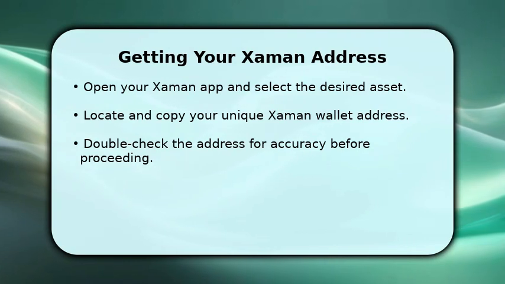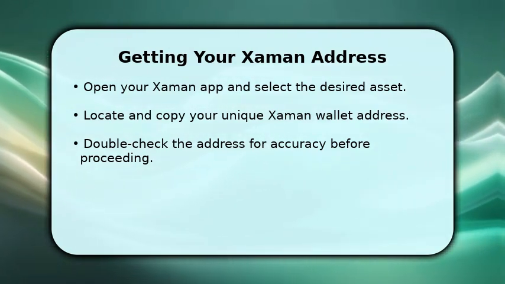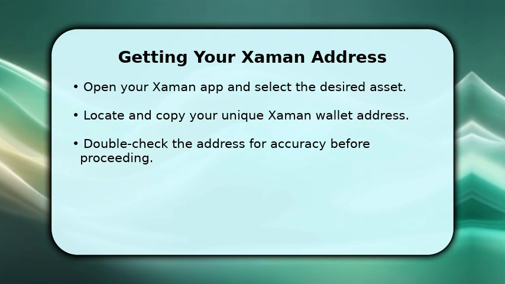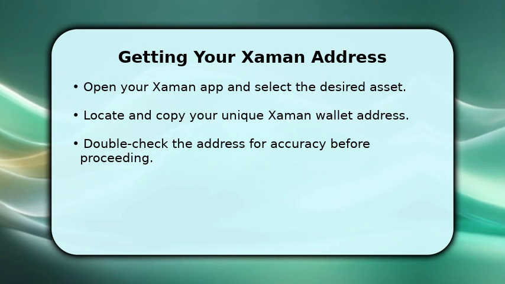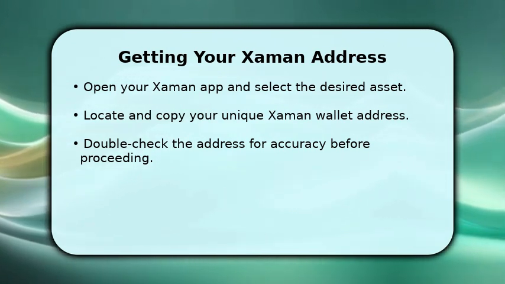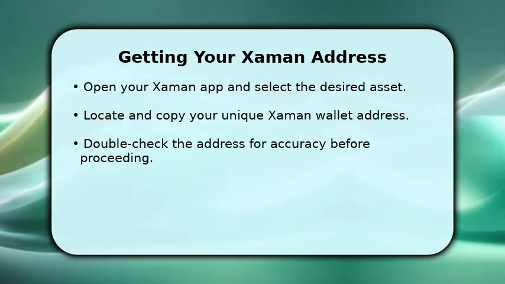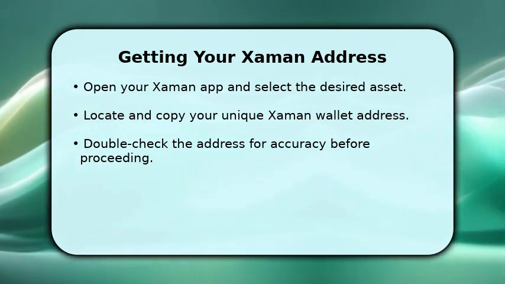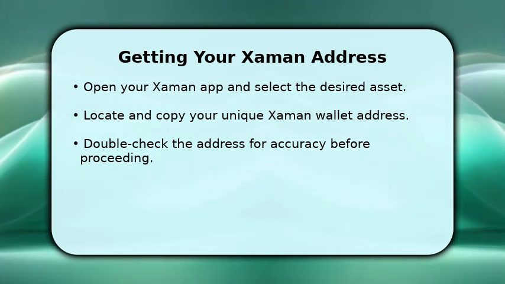Now, let's get your Xaman wallet address. Open your Xaman application and navigate to the specific cryptocurrency you intend to receive. Tap on the Receive option to display your unique wallet address. Carefully copy this address. It is crucial to verify every character of the address to prevent sending funds to an incorrect destination. A small mistake can lead to irreversible loss.